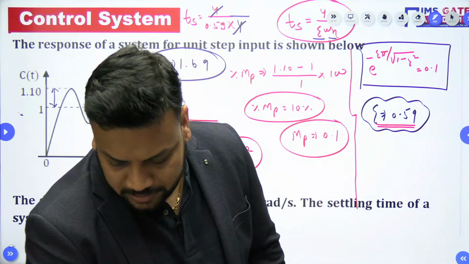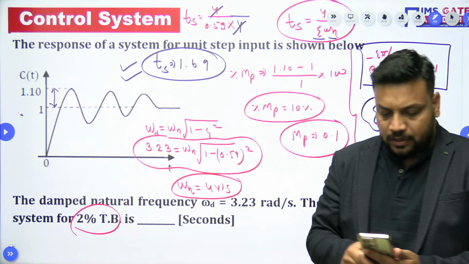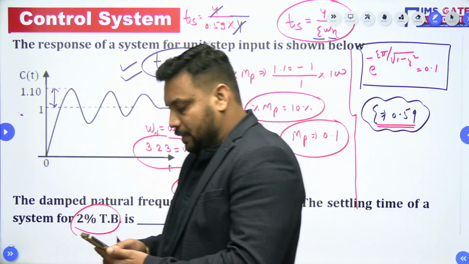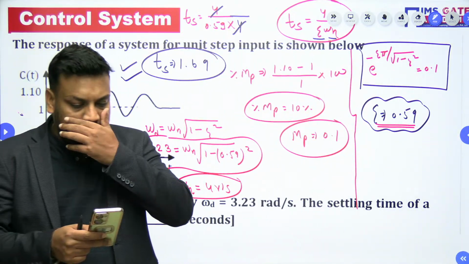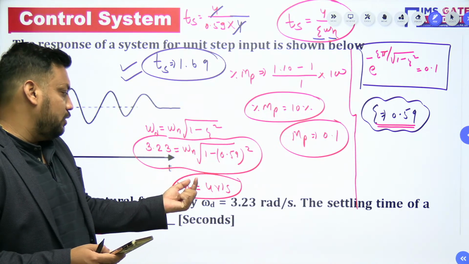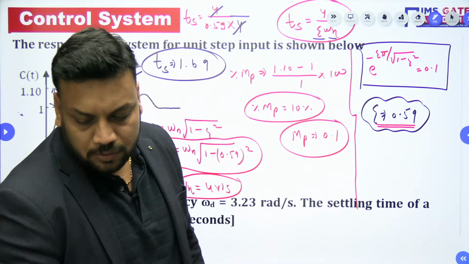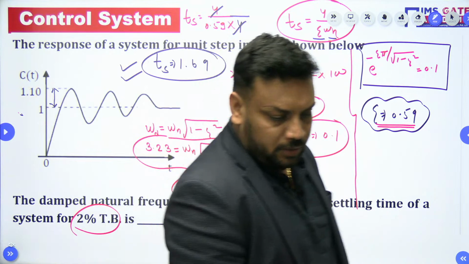So I think Akansha is here. Very good, beta. Akansha, 1.2 watt, beta. Final answer is 1.69, no? When you calculate this value, you will get omega n near to 4. Yes or no? Just calculate it and let me know, okay?